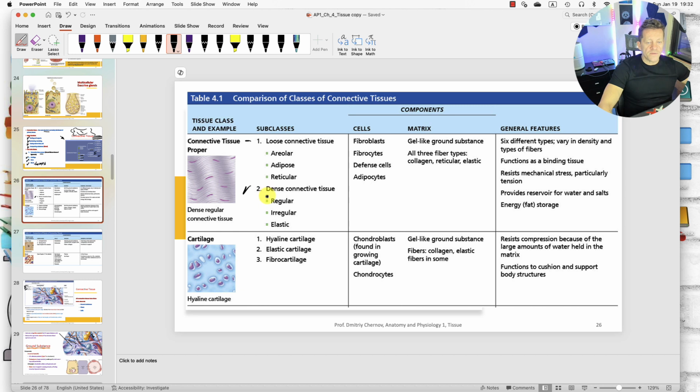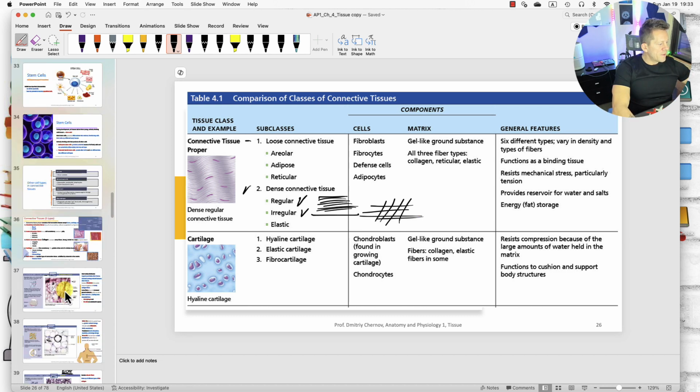So dense connective tissue. Dense connective tissue has regular, irregular, and elastic connective tissue. The regular collagen fibers run parallel to one another. Irregular collagen fibers run in different directions.